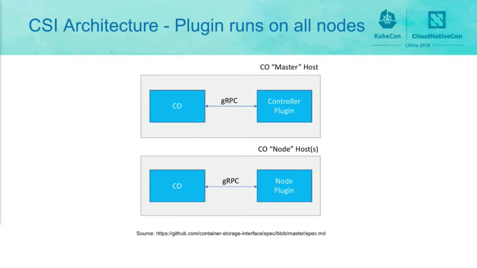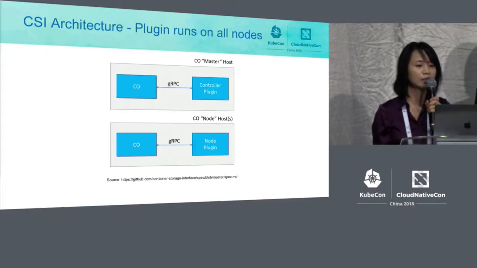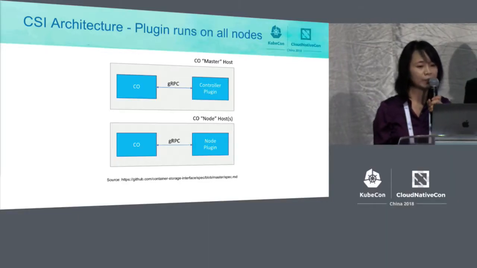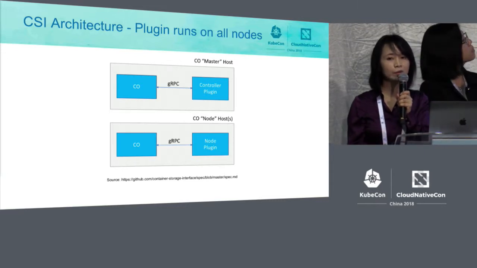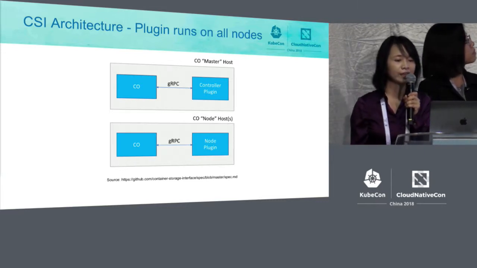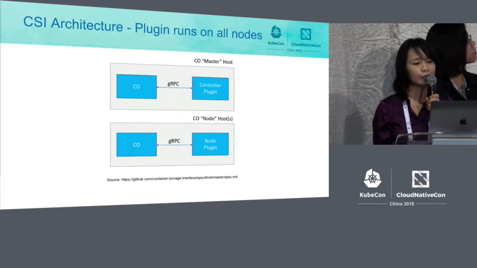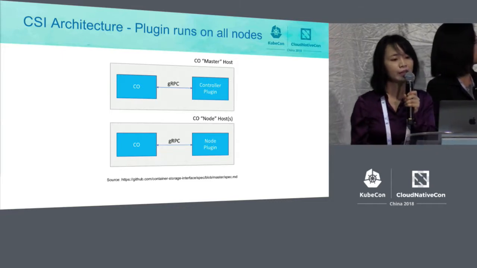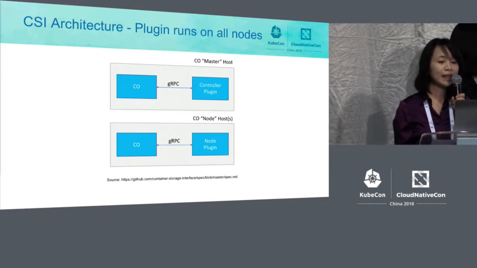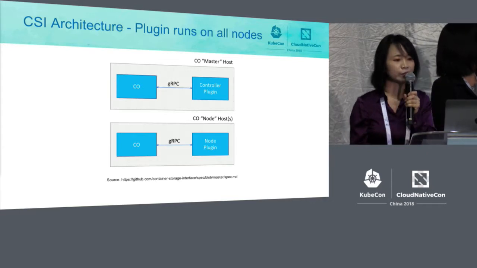There are several ways to deploy CSI plugins. So in this diagram, it shows the plugin runs on all nodes. So we have a controller plugin that runs on the master node, and we have the node plugin that runs on every worker node.